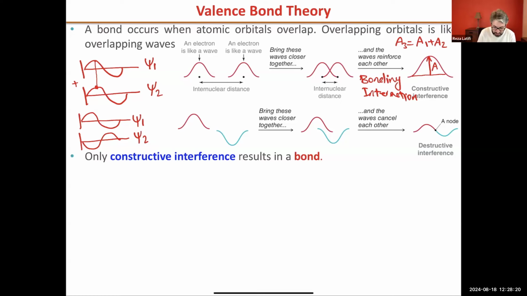When you add them, the answer will be like this. Technically, you will get a really weak amplitude, or your wave will be maybe like that. It's a smaller one. So the new amplitude, A3, is going to be smaller than A1 plus A2, smaller than any of those two. And we call it anti-bonding interaction.